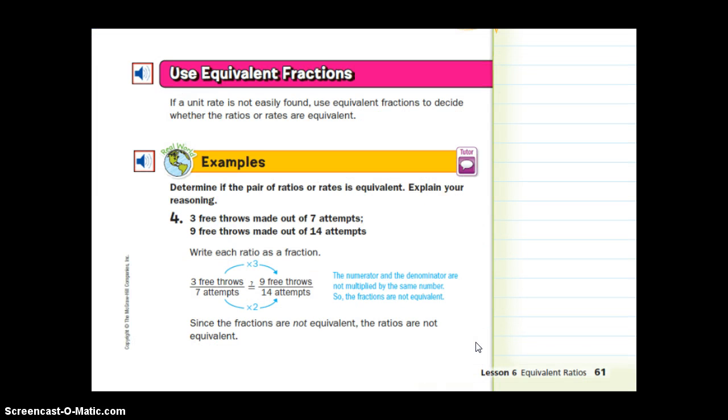All right, using equivalent fractions. If a unit rate is not easily found, just make equivalent fractions to determine whether they're equivalent. So let's look at this example. Determine if the pair of ratios or rates is equivalent. We have 3 free throws made in 7 attempts and 9 free throws in 14. So again, we need to check to see if these are equivalent. So I've got free throws and I've got attempts. And this is my question. I don't know if they're the same, so I need to look at them.